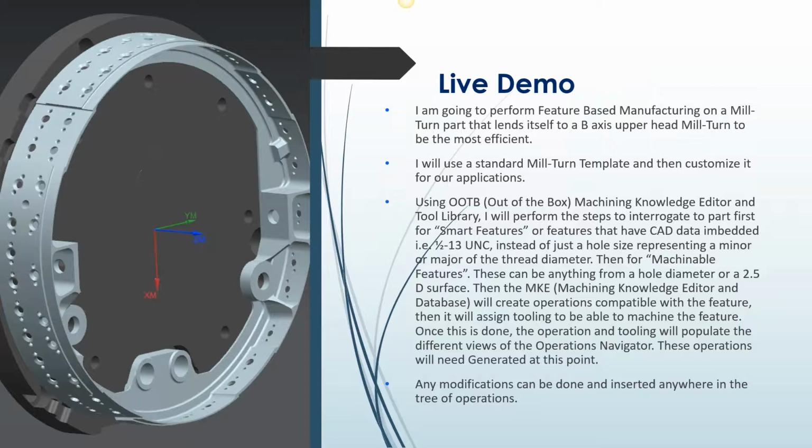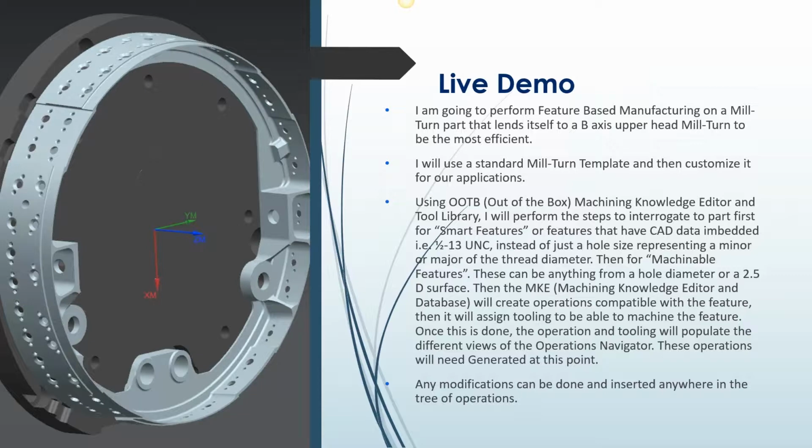The database behind the feature-based recognition and the feature-based manufacturing is called the machining knowledge database. What that does is it looks at the feature, and we've predefined with if-and statements, things like that, that if it's within this size range or this size range, use this operation, and then go one step further, go to the tooling library, which is also out of the box, and pull the correct tools that will make that feature.